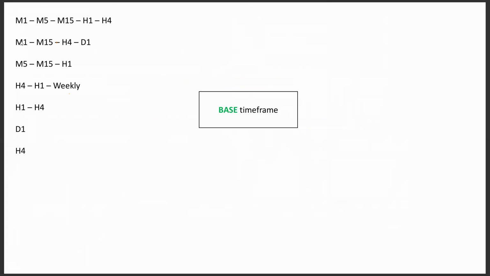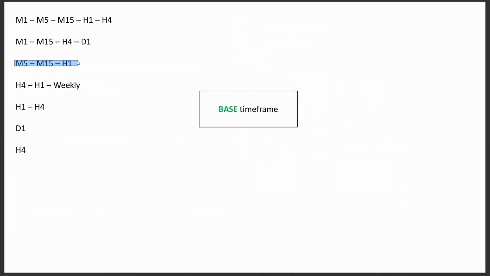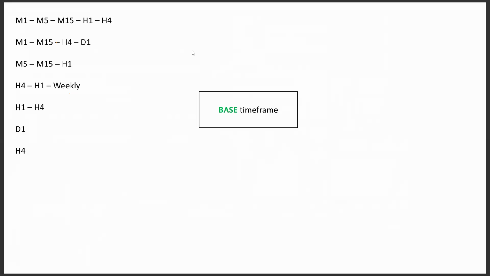Okay, M1, M15, 4 hour, daily. These are also too much. So you have to focus on 3 time frames or 2 time frames. 1 hour, 15 minutes, and 5 minutes, or this. Currently, I recommend you trade with this because this is what I use. This works very, very fine. Just 3 time frames or 2 time frames.